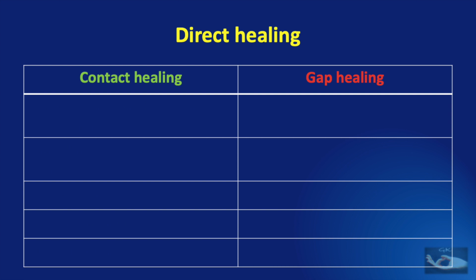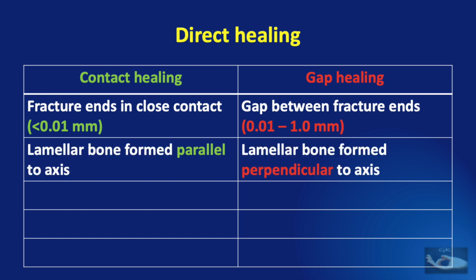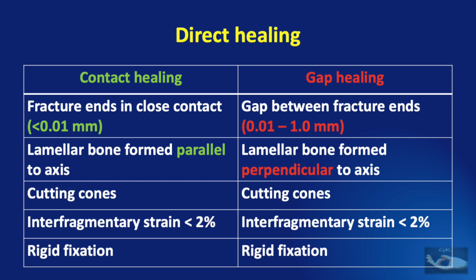To compare contact healing and gap healing, contact healing occurs when the fracture ends are in close contact, less than 0.01 millimeters, whereas gap healing occurs when there is a space of about 0.01 to 1 millimeter between the fracture ends. In contact healing, lamellar bone is formed primarily parallel to the axis, whereas in gap healing, lamellar bone is formed perpendicular to the axis of the bone. The common features between contact healing and gap healing are: cutting cones are ultimately involved, there should be an interfragmentary strain of less than 2%, and rigid fixation must have been done.